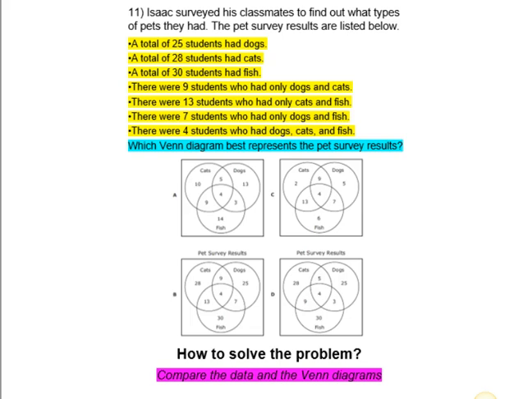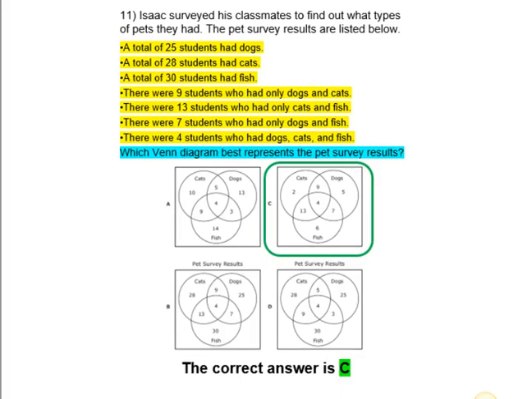What is our correct answer? If you said C, you are correct. And looking at the Venn diagram, we can see that for all of the data that we have, this Venn diagram represents the information. Let's move to question number 12.